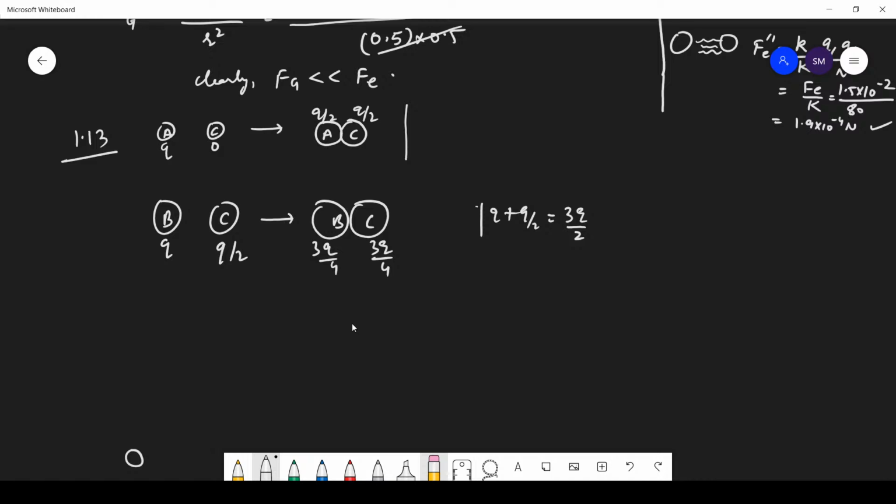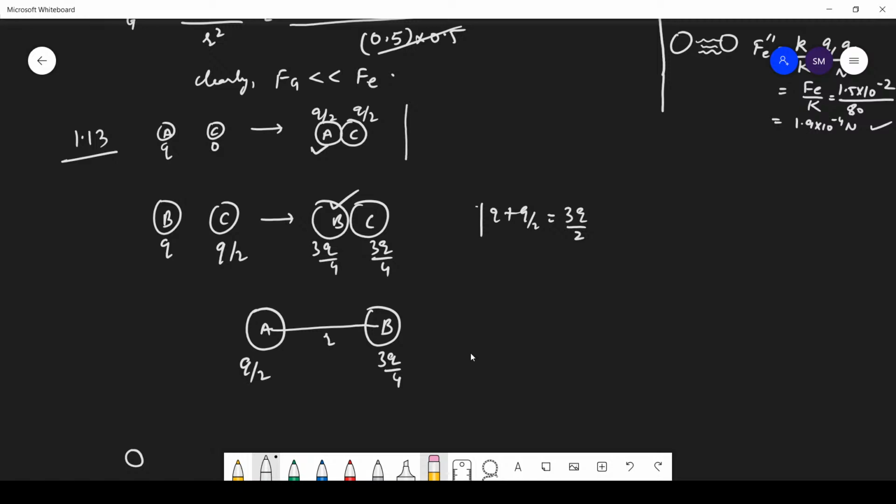Now what is the force of repulsion between A and B? This is now A and this is B, and they are r distance apart. This is the charge on A and this is the charge on B. So charge on A is Q by 2, and charge on B is 3Q by 4.